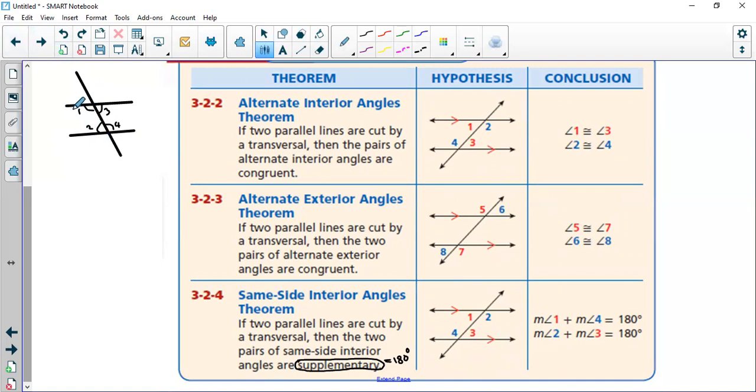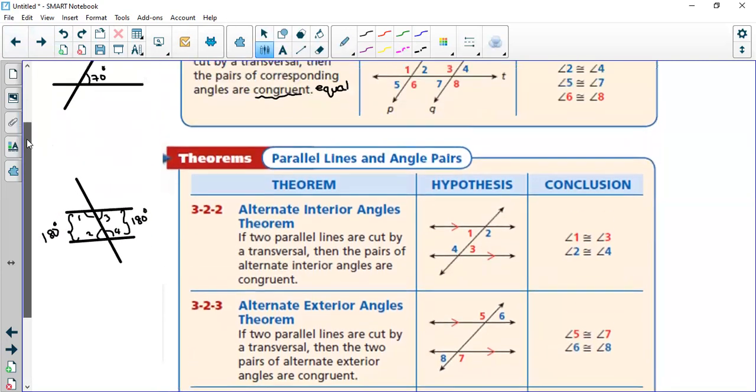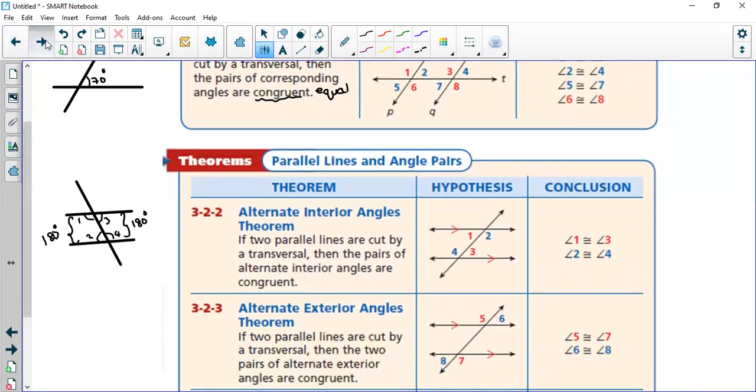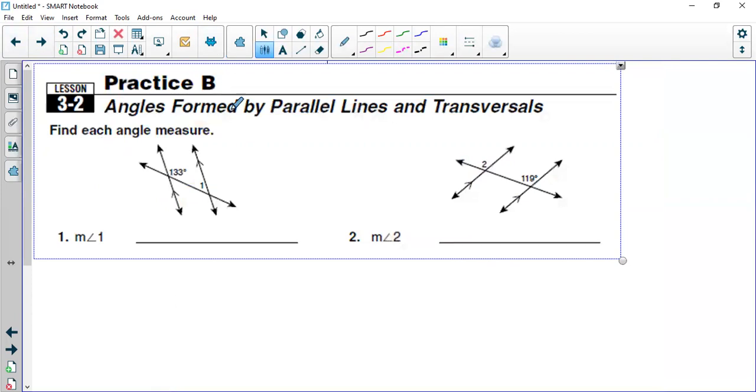If you add up angle 1 and 2, that must give you 180 degrees. Same way, if you add angle 3 and 4, it should give you 180 degrees. Alright, now these are the three angle theorems we had, and also we learned about one of the postulates, that's about the corresponding angle postulates. Let's go ahead and check and do some questions.